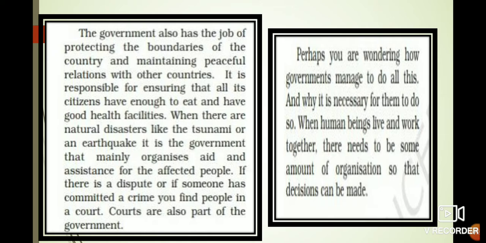Okay, dear children. Perhaps you were wondering how government manages to do all this, and why it is necessary. When human beings live and work together, there needs to be some amount of organization so that decisions can be made. When we live in a society, some amount of it should be organized so that everybody can live happily together, and that's why the government is given the authority to take decisions on behalf of the society, and then we are following it. Understood, dear children? Okay, now next.